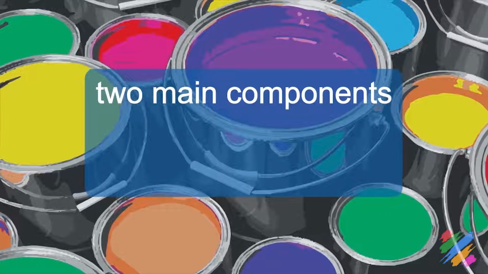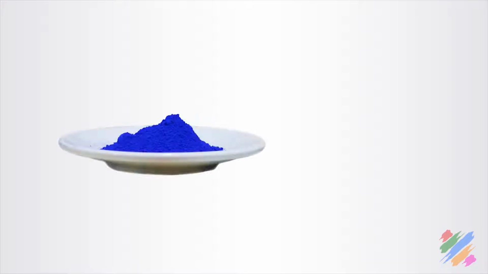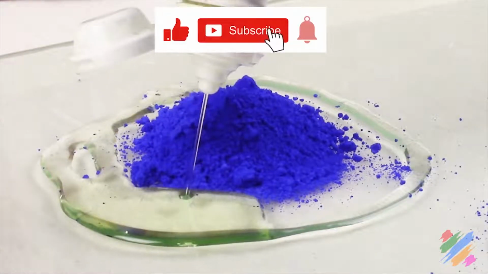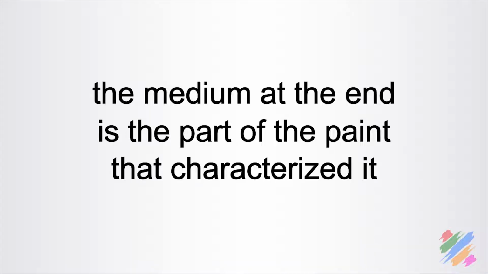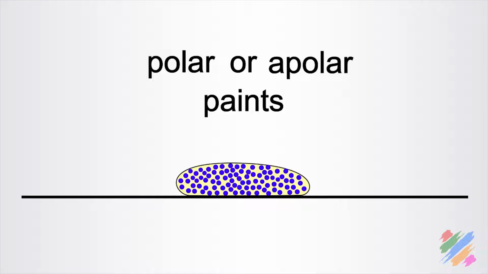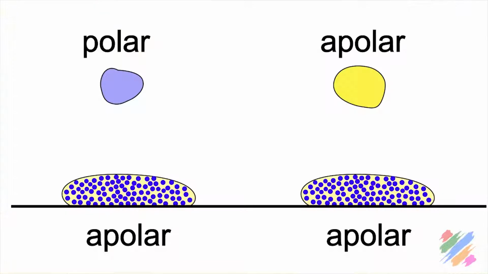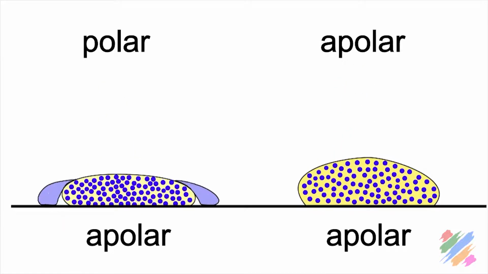So far, we have seen the two main components of any colored paint, the pigment and the medium. Without getting too deep, if we want to produce a paint, we need to mix them. The medium at the end is the part of the paint that characterizes it. So we can say that paints also belong to the polar or the apolar family according to the medium used to produce them. We can thin paints down using different mediums, as long as we use a medium that belongs to the same family.